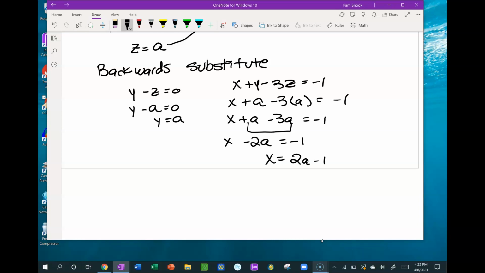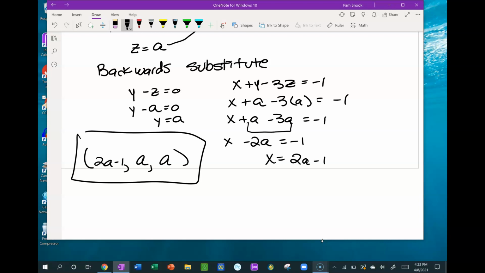So now, when I write my triple for my answer, in the X spot, I'm going to put 2A minus 1. And in the Y spot, I'm going to put A, and in the Z spot, I put A. That's my final answer, and that describes our infinitely many solutions. For example, I can choose any number I want for A. So let's choose 1 for A. If A is 1, then 2A minus 1, so 2 times 1 is 2, minus 1 is 1, so 1, 1, 1 is a solution.